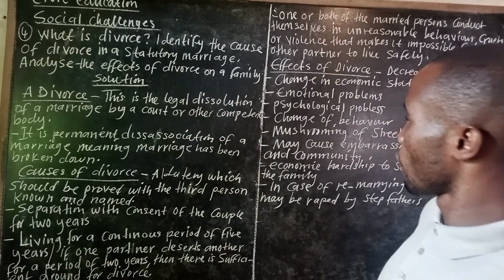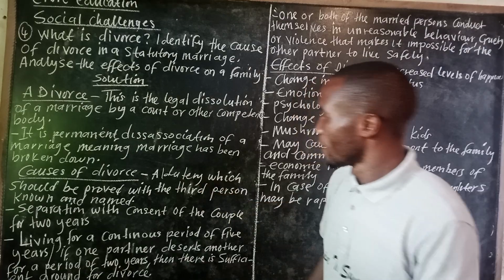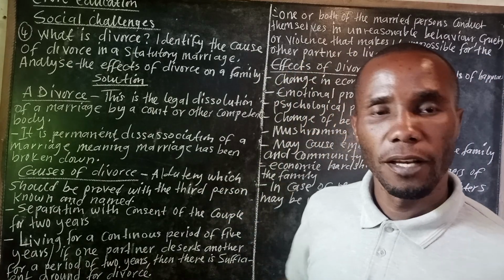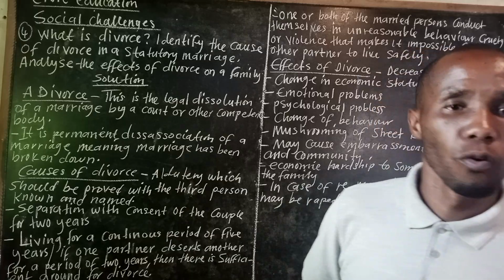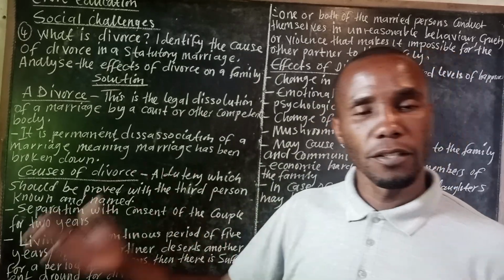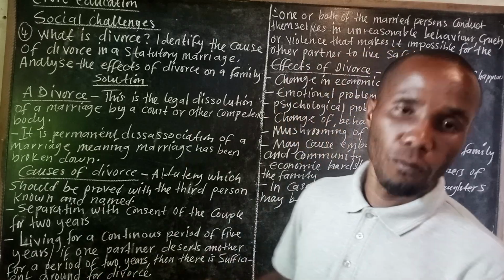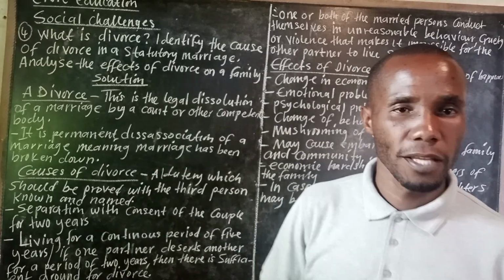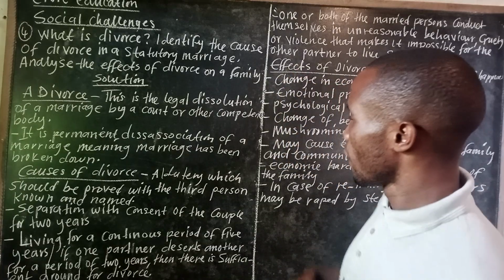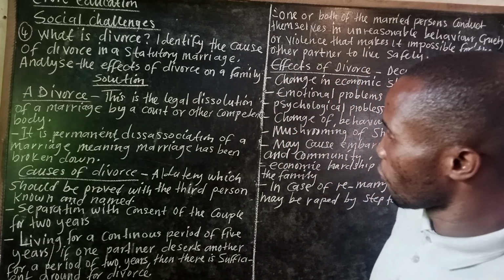So causes of divorce, one of them is adultery, which should be proved with the third person known and named. Who is a witness in this case? So adultery can cause divorce, and that should be proved by the witness who was there when adultery was going on.